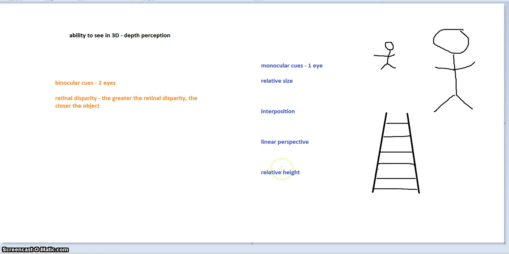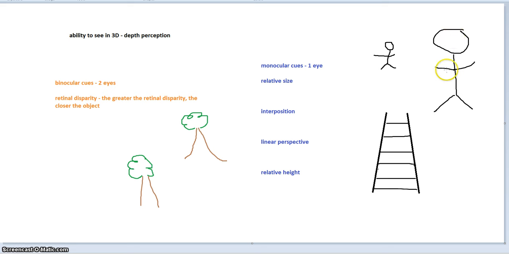And then finally, relative height says that the higher something is, the farther away it appears. So even this would be an example. This dude is higher than that dude. A better example, I'll draw some trees. So if you have some trees, I'll draw 2 of them. The one that's taller or higher is going to look farther away. So chances are this guy appears farther away than this guy.